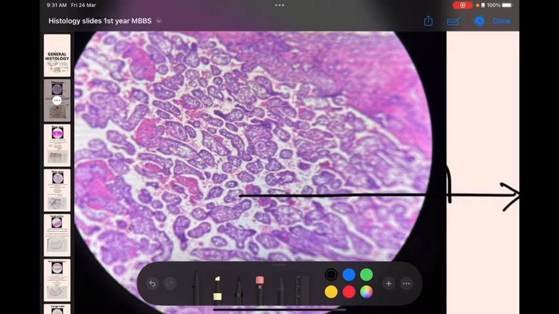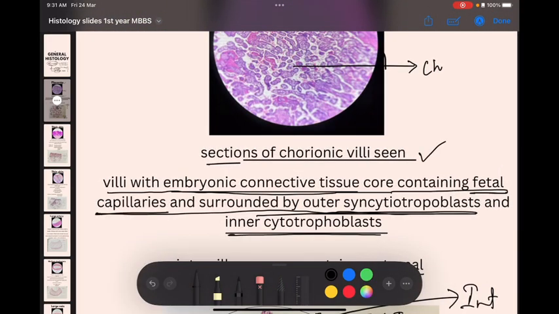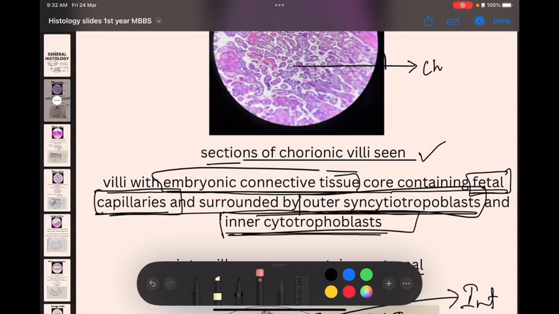The slide again, key points: sections of chorionic villi seen. Villi contain embryonic connective tissue, and it contains fetal capillaries, surrounded by outer syncytiotrophoblast, inner cytotrophoblast.